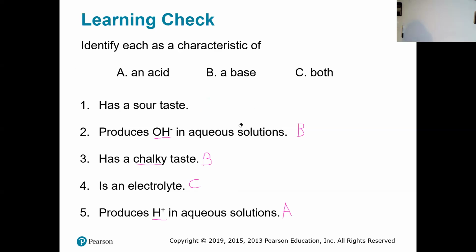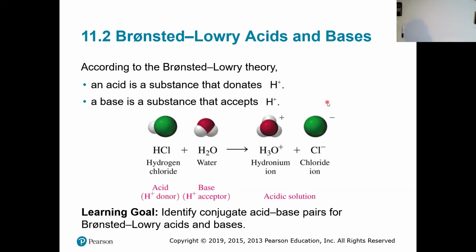Sour taste and hydrogen ions, those are properties of acids. Hydroxide ions and a chalky taste, those are properties of bases. And both acids and bases can act like electrolytes, which we actually saw in lab.